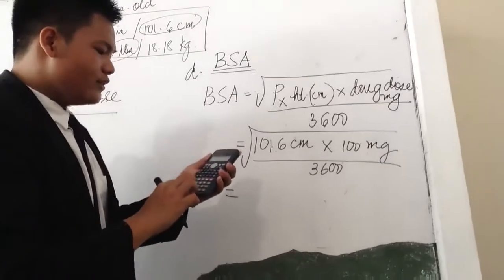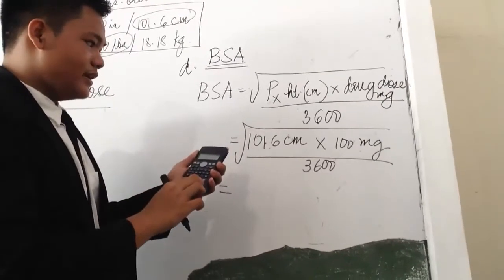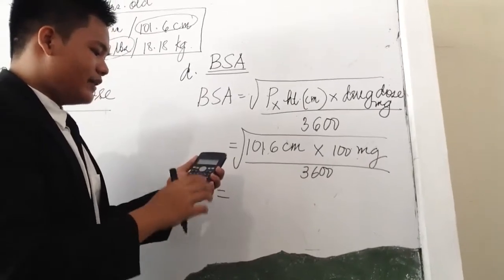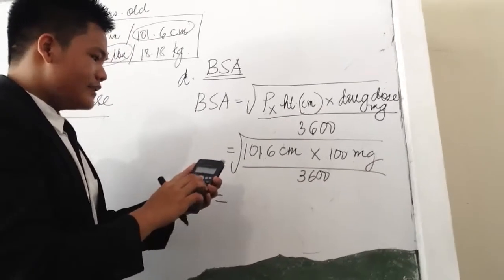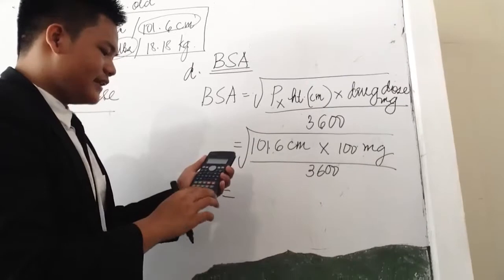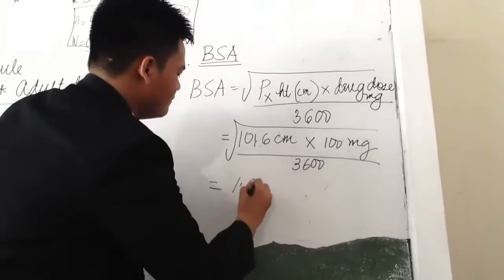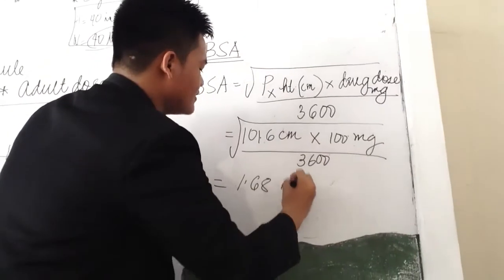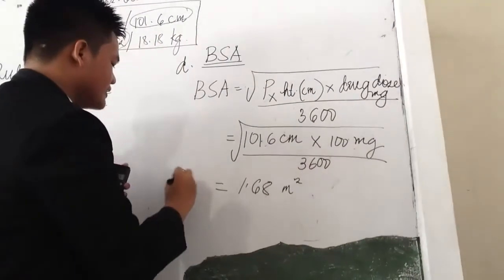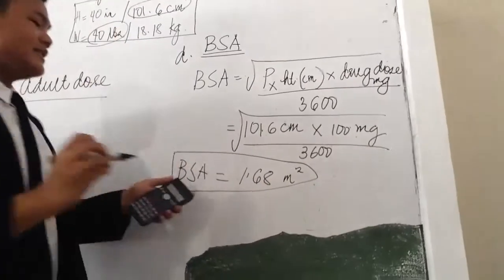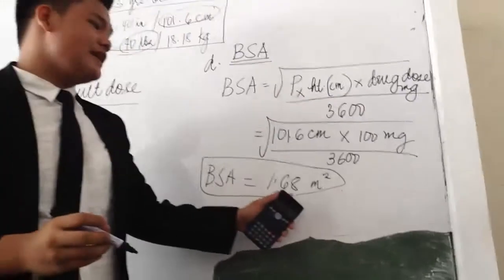Square root of 101.6 centimeters times 100 milligrams, that is 100.79, divided by square root of 3,600. So we got 1.68 m squared as the patient's BSA. Okay, so this is the patient's BSA, 1.68.